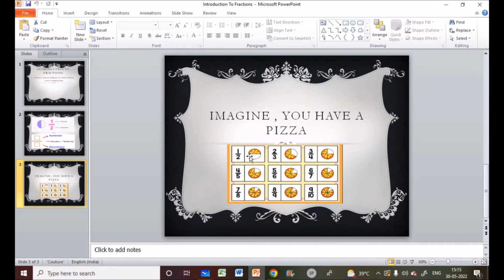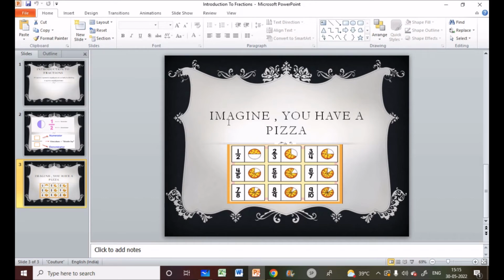So, imagine you have a pizza. If possible, you can get one. And you have to give it to your brother. It may sound a little sad, but you should, right? So, you have to divide it into two equal parts. You have to give half of the pizza, right? When we have given one part out of two, we can write it as 1 by 2, right?